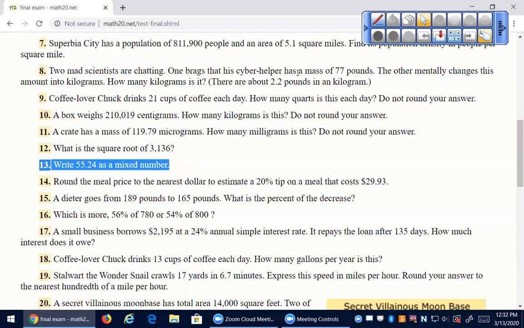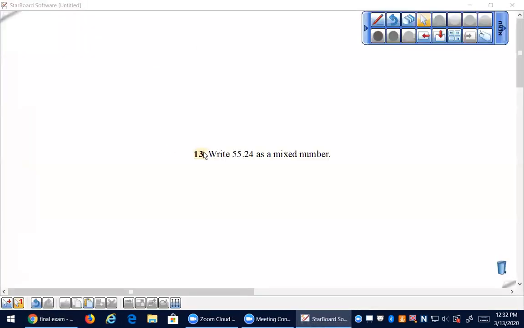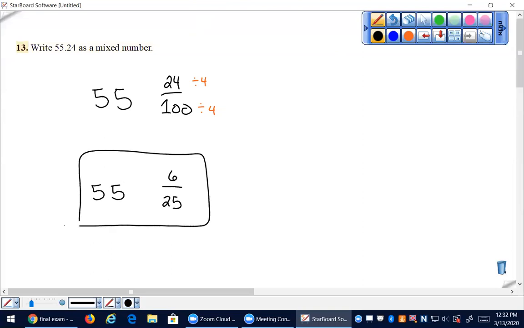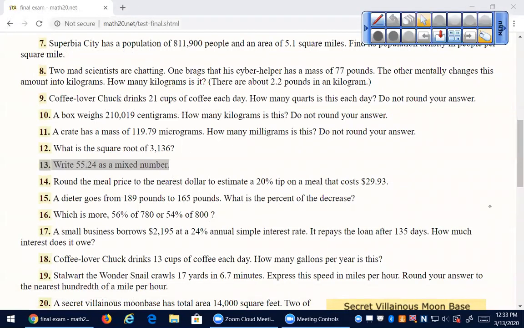This one is another one people make harder than it is. All I want to do is say 55 and 24 100ths, and then I am not done. I need to reduce the fraction part. So 6/25. Don't make it harder than that. One time I messed this up.